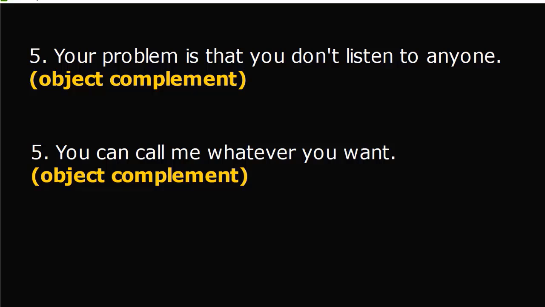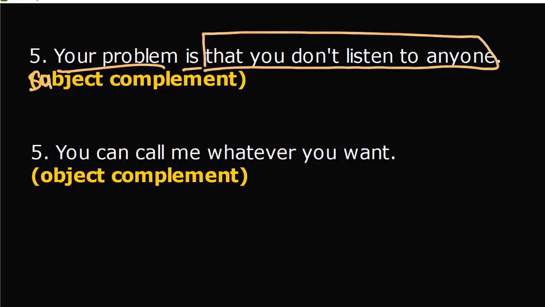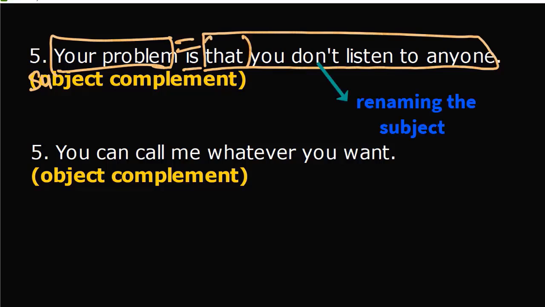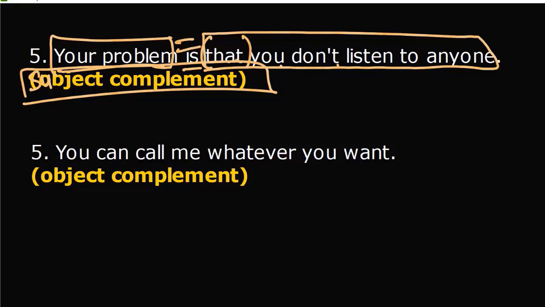Next, subject complement. Subject, not object. Example: your problem is that you don't listen to anyone. Your problem is the main subject, is is the linking verb, and the subject complement is "that you don't listen to anyone." Your problem equals that you don't listen to anyone. You can omit the conjunction as well: your problem is you don't listen to anyone. So "that you don't listen to anyone" is a dependent clause working as a noun, working as the subject complement.